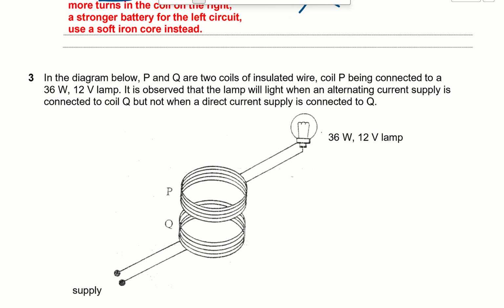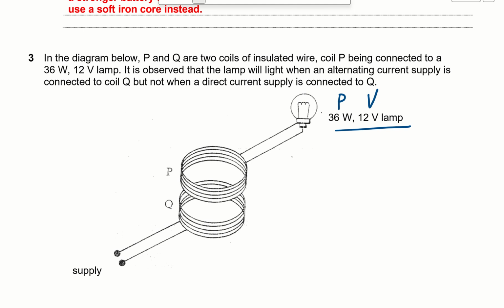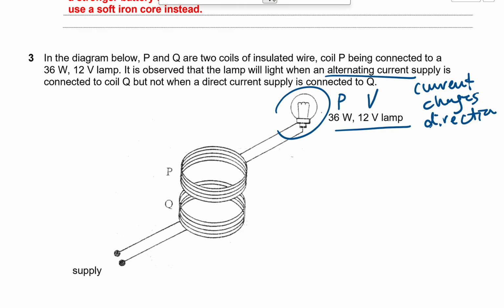Okay, question 3 looks similar. P and Q are 2 coils of insulated wire. Coil P is being connected to a 36 watt 12 volt battery. So this is my P and V. It's observed that the lamps will light when an alternating current is used. So the current changes direction, which means the direction of the magnetic field produced will also keep changing. Therefore, the solenoid that's linked to the lamp will experience a change in magnetic field.